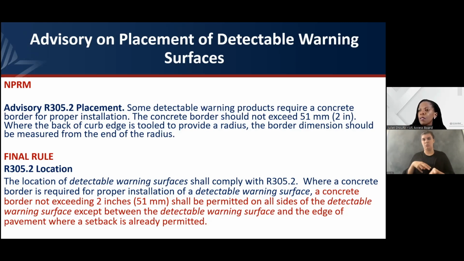Now, what do we mean where a setback is already permitted? If you remember in the NPRM, a setback for the placement of detectable warning surface up to 5 feet from the back of curb was permitted depending on the location of the grade break at perpendicular curb ramps. That setback is still permitted, and the provision has been restructured for clarity at 305.2. So where you're allowed a 5-foot or 60-inch setback, the 2 inches for installation of the detectable warning surface is included in that 60 inches. So in other words, the maximum setback would be 60 inches, not 62 inches.